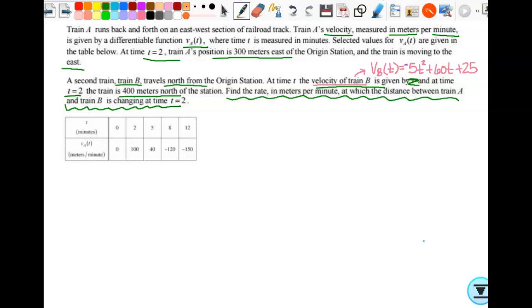Because we're moving in two different directions, and we need to know the rate that the distance between them is changing, let's draw ourselves a picture. Okay? This is origin station. I was going to put an O, but I don't want it to look like a 0 and be confusing, so I'm not even going to put a letter, but this is origin station. Train A is going back and forth east and west, so this has to be A. This is train B, it's moving north, and the distance between the two trains is going to be C. So it's a right triangle. We got some Pythagorean theorem stuff going on, right?